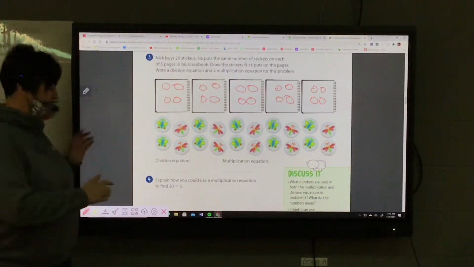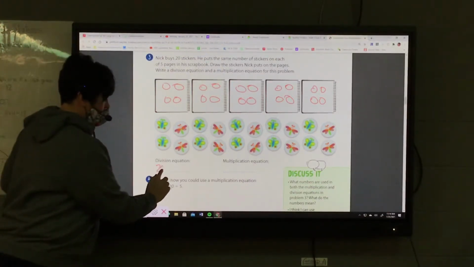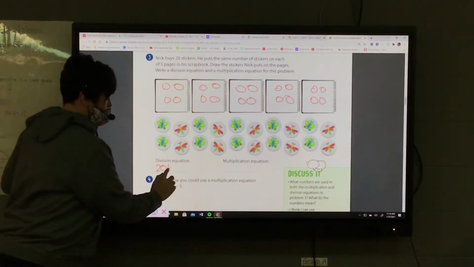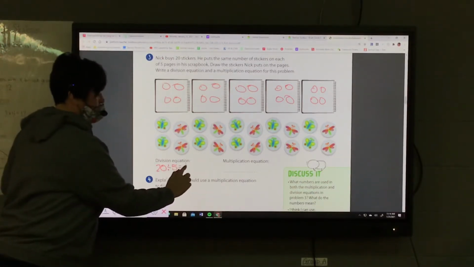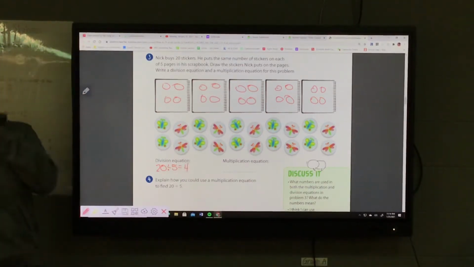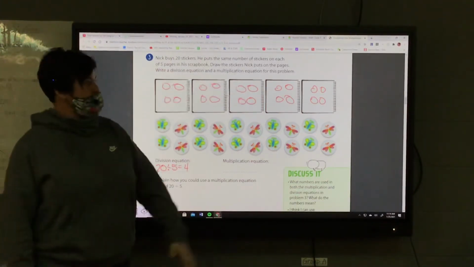Started out with how many? 20. How many groups did we have? 5. And how many in each group? 4. How'd you do on your division equation? 100%. Okay.